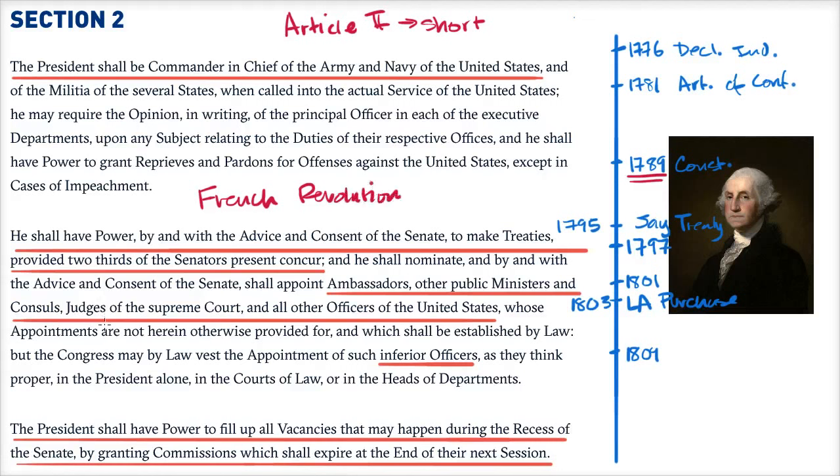And it's interesting because when we're looking at Section 2, which at least talks something about treaties, it says that the president can make treaties. I'll underline this. The president can make treaties, provided two-thirds of the senators present concur. It talks about ambassadors, but it doesn't talk about the recognition of foreign countries.